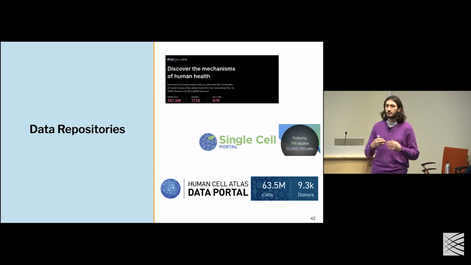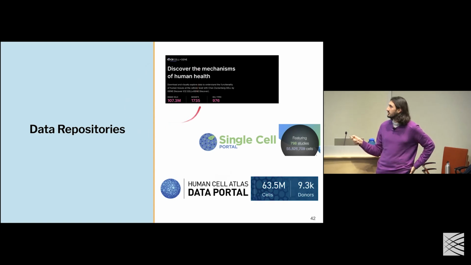And if you don't have access to your own data, there are very large data repositories, such as the CELLxGENE database data portal, which has 107 million cells over 1,700 data sets. The Single Cell Portal from the Broad, again, 55 million cells from 800 studies. And the Human Cell Atlas data portal, which only has healthy cells and has 63 million cells from over 9,000 donors.